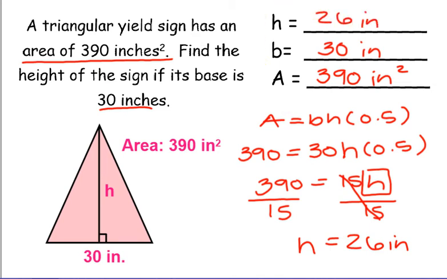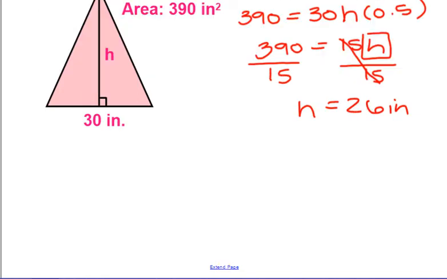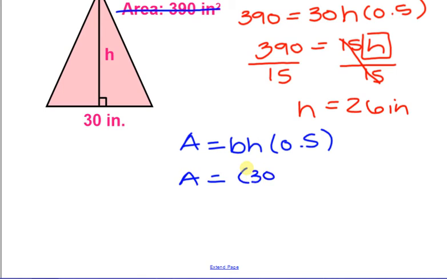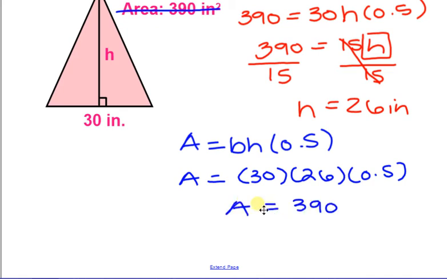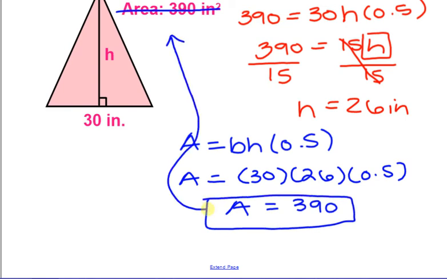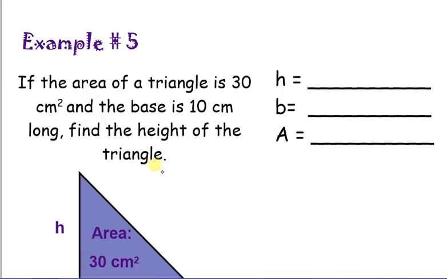Now remember, you can always check yourself, okay? Let me show you how. Area equals base times height times 0.5. Pretend that you do not know what the area is. Area equals your base was 30, your height was 26, times 0.5. Multiply all of that together, and you're going to get area equals 390. And guess what? That matches what was given in the problem. Excellent. Okay, let's try another one.